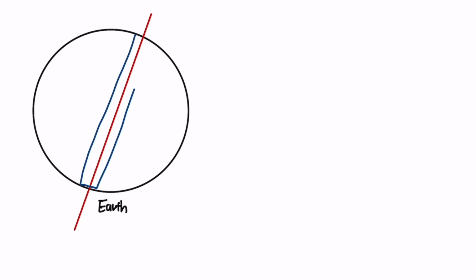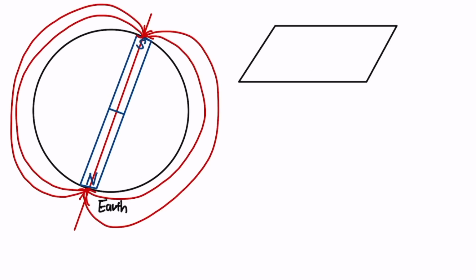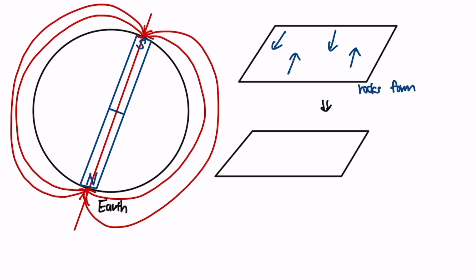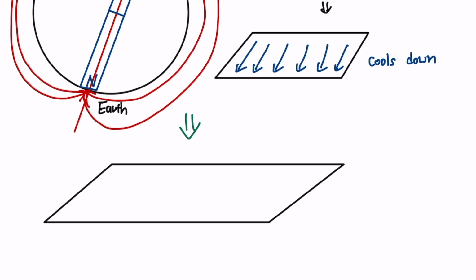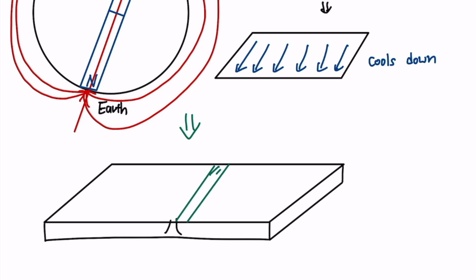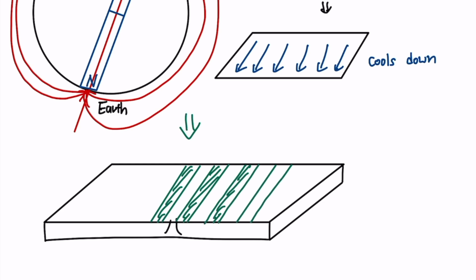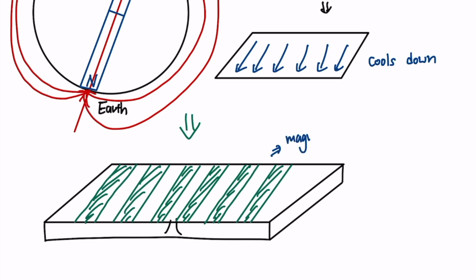Rocks are formed by magma cooling down, and when they are still liquid, their polarity follows the magnetic field of the Earth. But after it cools down, the polarity in the rock is stuck, and in the process of rocks being formed, the previously formed rock is being pushed out simultaneously.